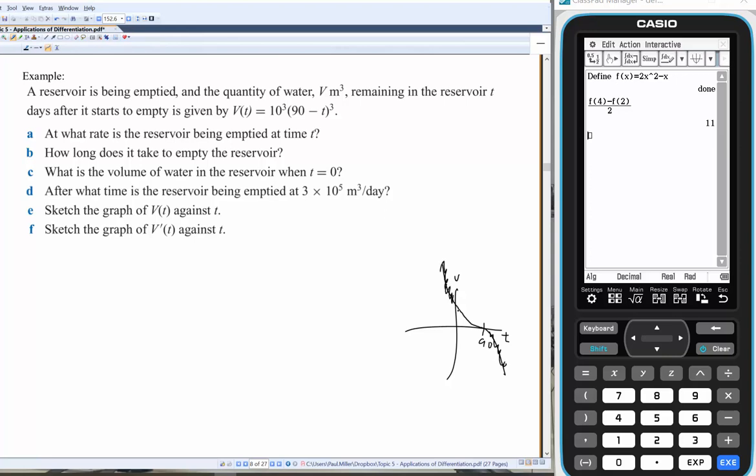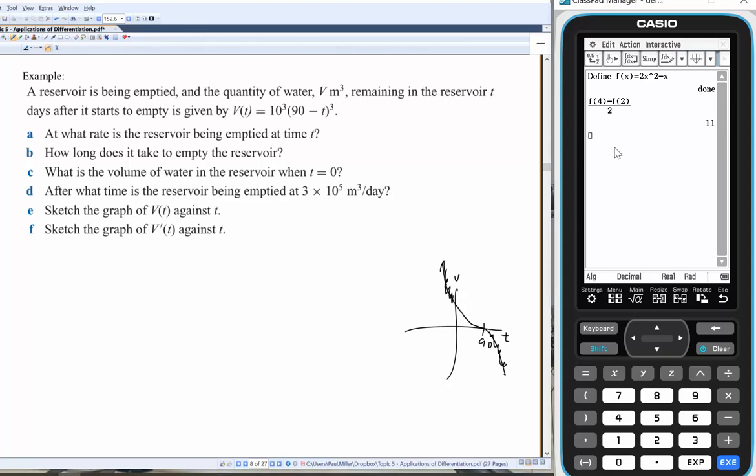So it's only the reservoir emptying that we're interested in. Okay, so that's kind of what we're expecting to happen here. So at what rate is the reservoir being emptied at time t? All right, well, what's that? That's just the derivative. At what rate? That gives you the rate of change at any time t.